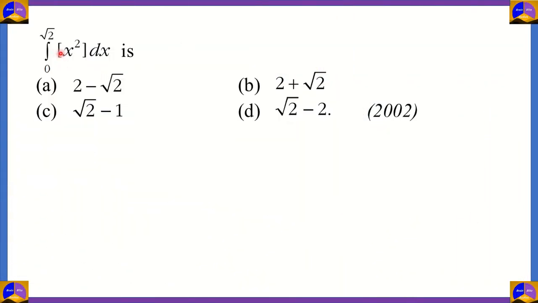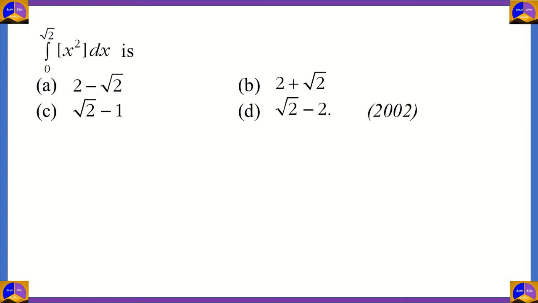In this question, we're asked to find the integral of the greatest integer function of x squared from the limit 0 to root 2. So how do we solve this question? This question was asked in 2002 and it's actually quite simple, but we need a slightly different perspective on it.